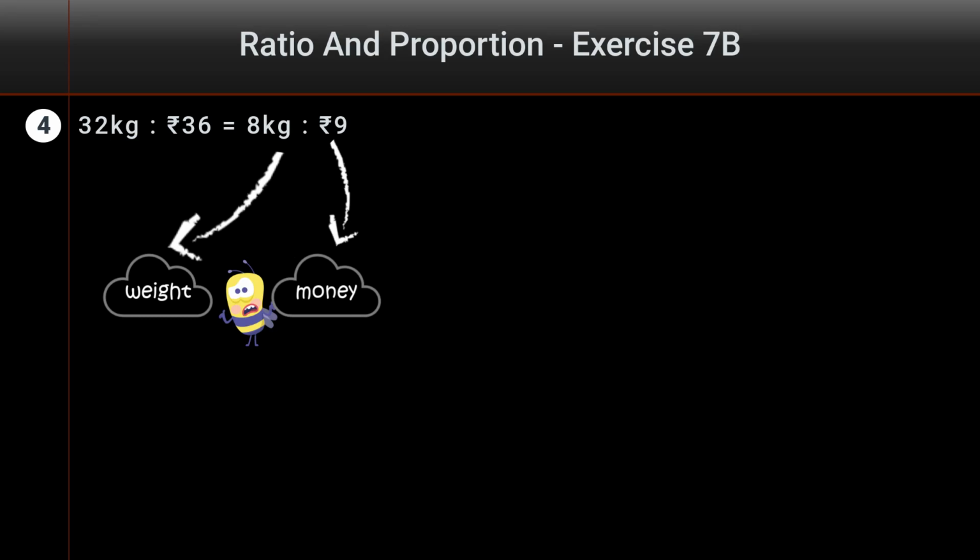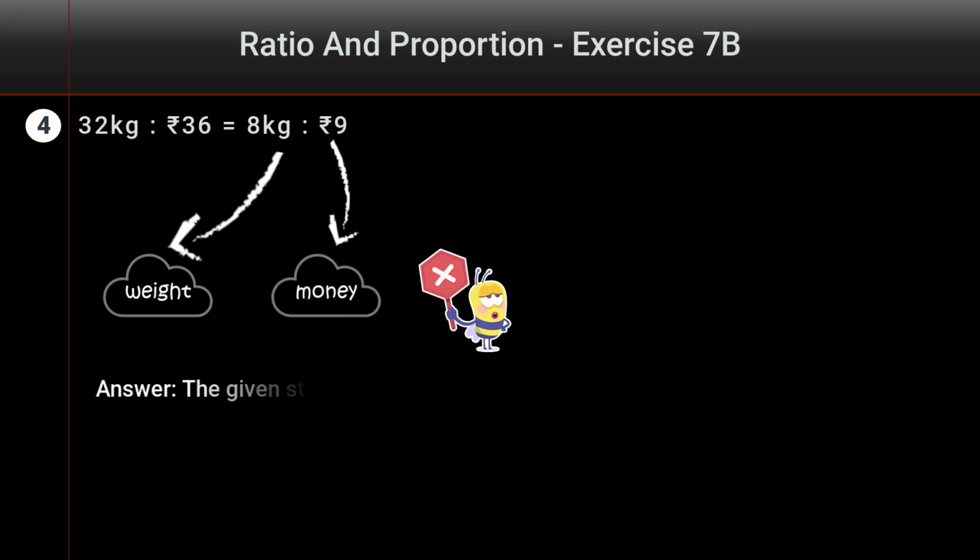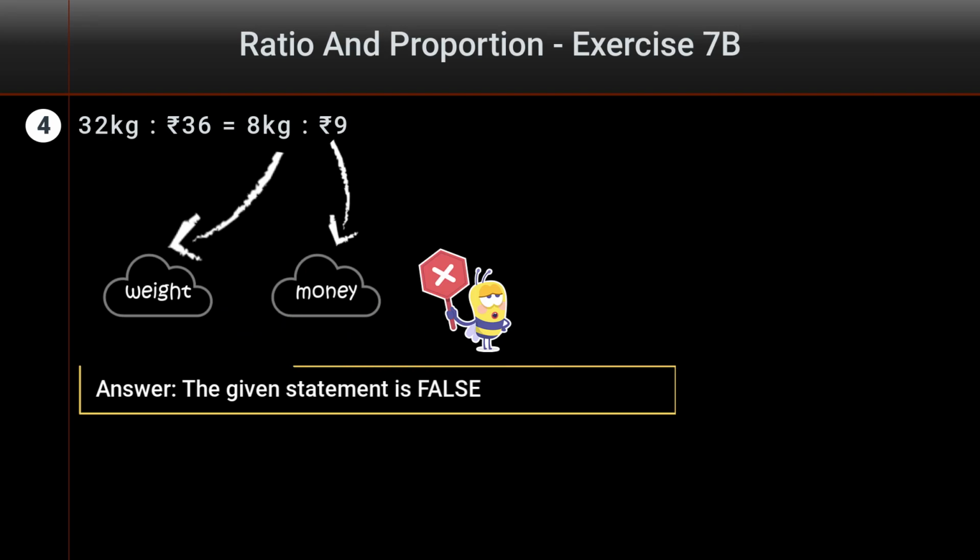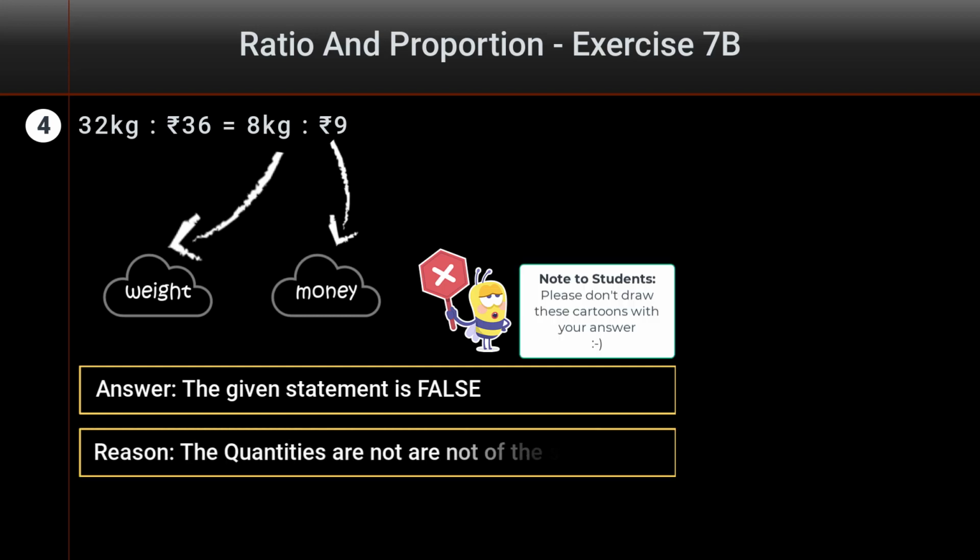So straight away, you can write the answer step. The given statement is false. And you can write the reason also. First, let us write the given statement is false. Reason, you can write the quantities are not of the same kind.